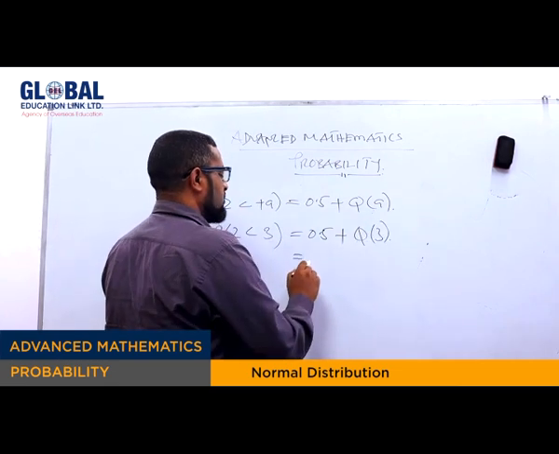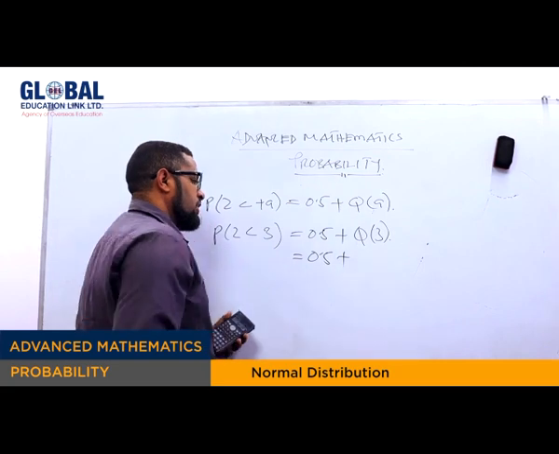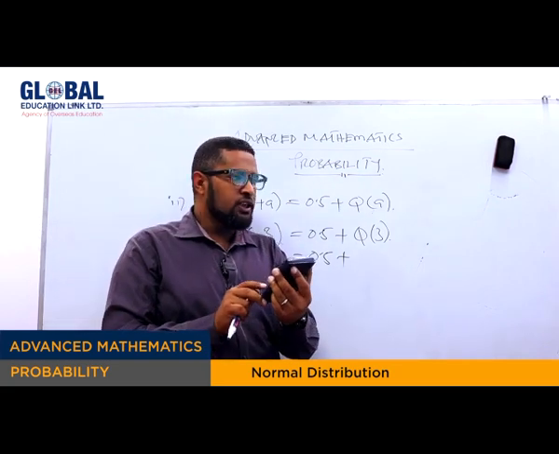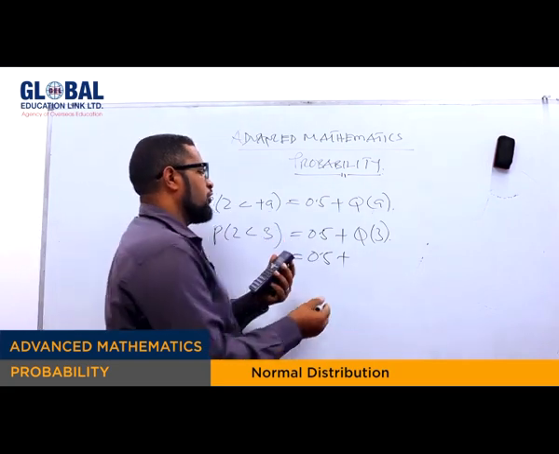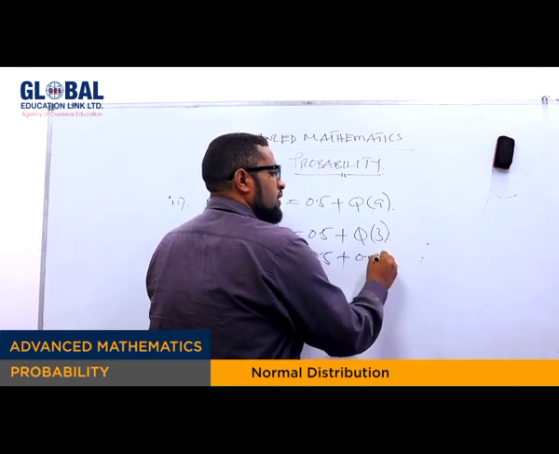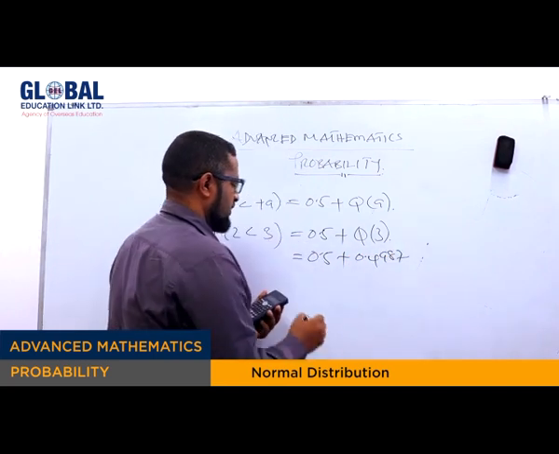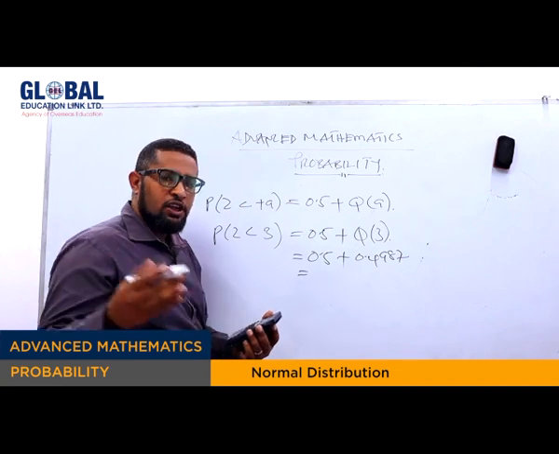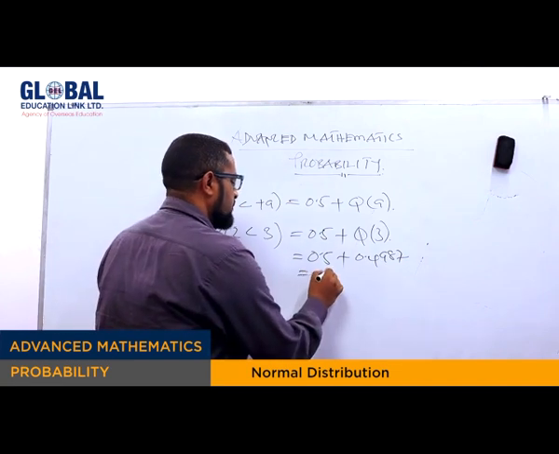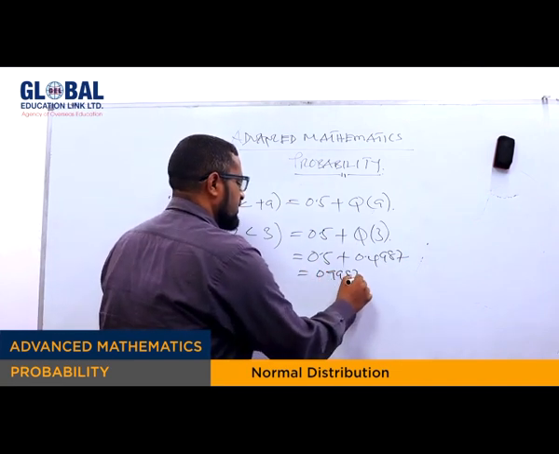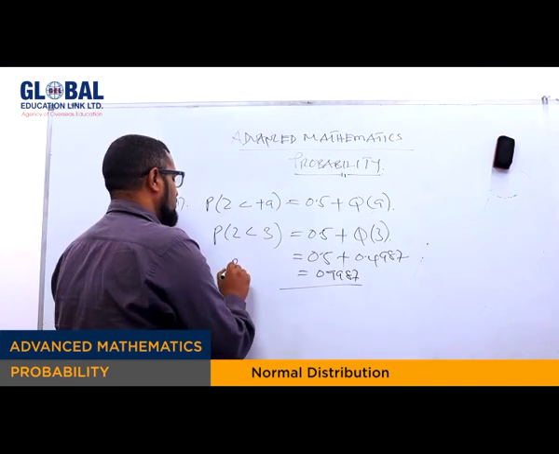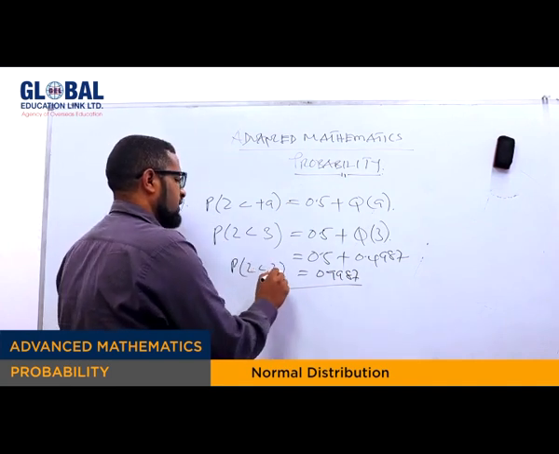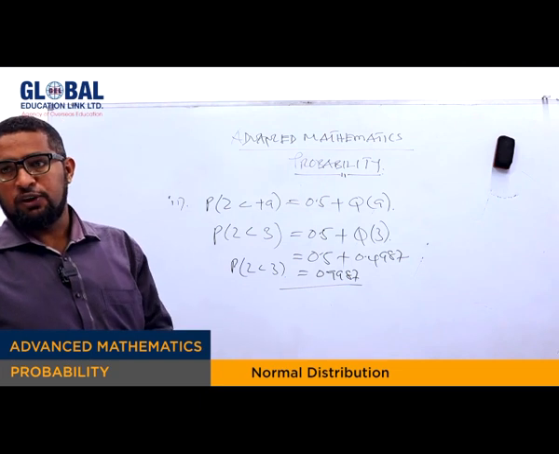So if you use your calculator, q of 3 is 0.4987. So when you simplify, you'll end up having 0.9987. So that is the probability of z less than 3. That is case number 2.